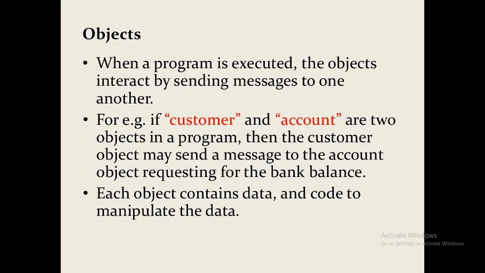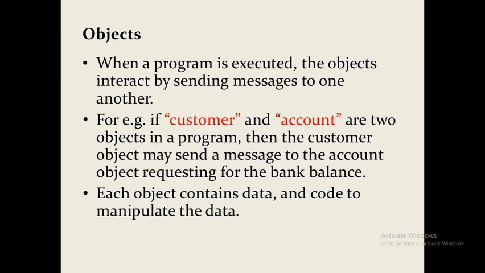For a single program we can create any number of objects. For example, consider the example of a bank. In a bank there are different entities: we are the customers, there is an account, and in the account we have savings accounts, current accounts, and loan accounts. When a customer performs some operation with an account, the customer and account are both objects, and these objects interact with each other so that the intended operation for the customer gets executed.